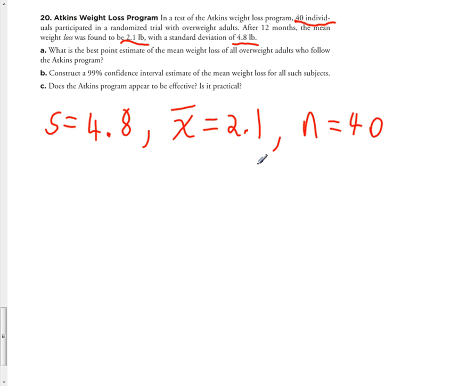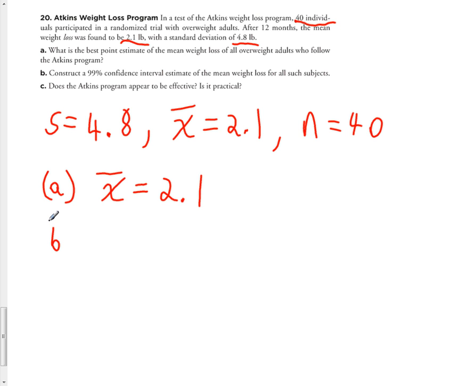Part A says, what is the best point estimate of the mean weight loss of all overweight adults who follow the Atkins program? Well, we're trying to calculate the mean weight loss, which is mu, but the best point estimate for mu is always x bar. So the answer for part A is x bar. The sample mean is the best point estimate for the population mean. So part A is 2.1.